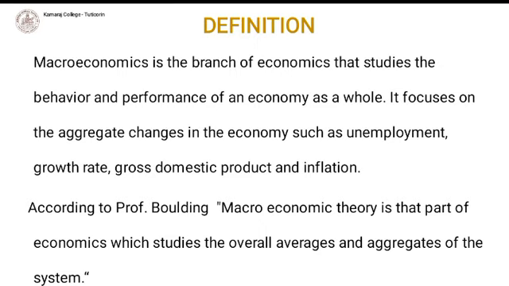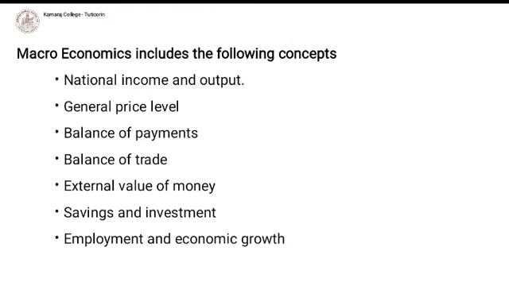Macroeconomics includes the following concepts. First one, national income and output. So what is national income? It is the total amount of goods and services produced within a country during one year. And output refers to the quantity of goods and services produced in a country by a firm or industry. And the general price level is the average of all prices in the economy.